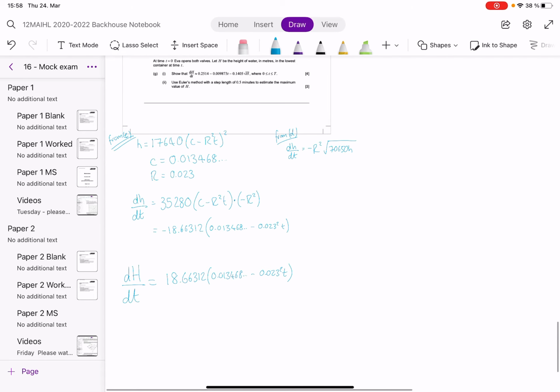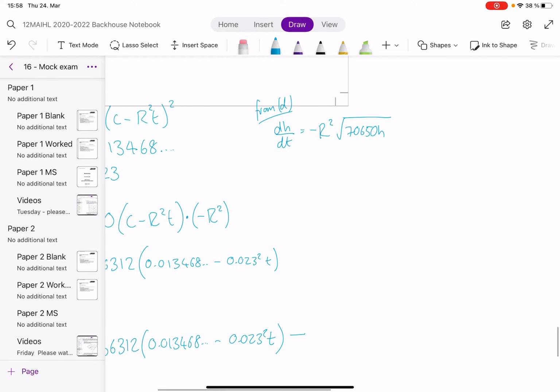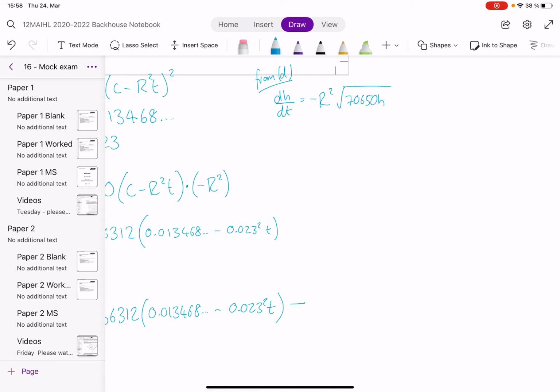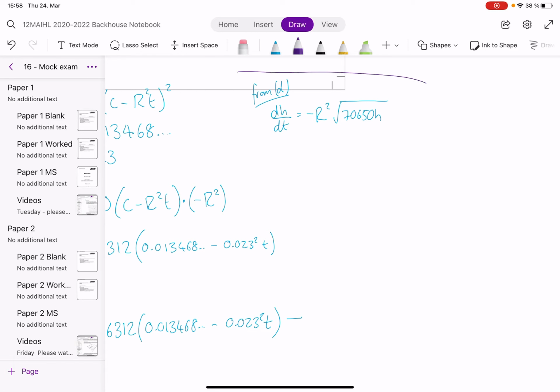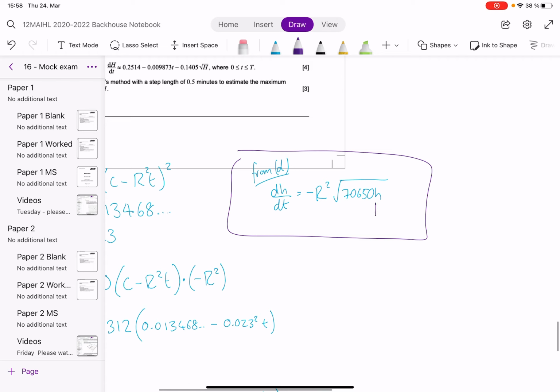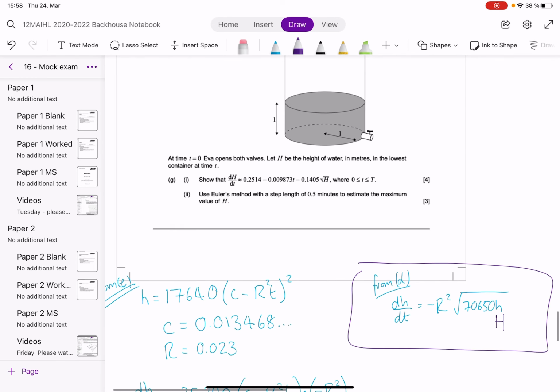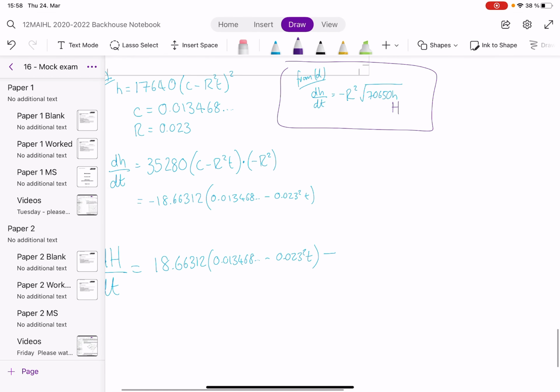Okay, we then have to take off the rate that it's leaving the bottom container, and from that I'm going back to part D. This is the rate it's leaving our container. The only adjustment we need to make is H, big H, is the height in this question. So I'm just going to change that lowercase h to an uppercase h, so minus r squared. Oh, we know r. 0.023 squared, square root 70650H.